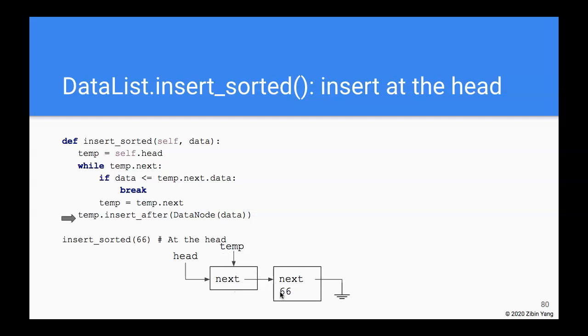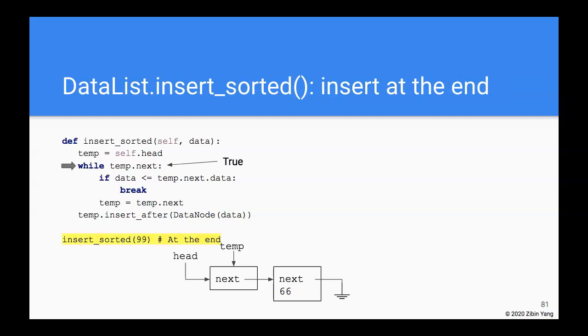So insert after, we create a new node that holds the new data 66 and it's there. So this looks correct. Now it's a linked list with a single element of 66.